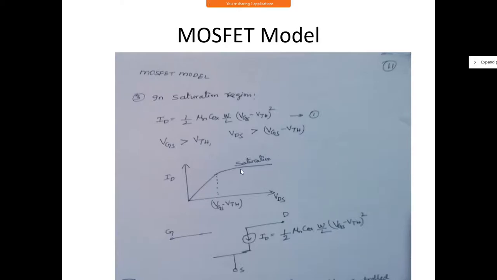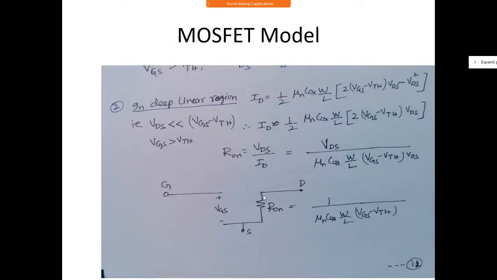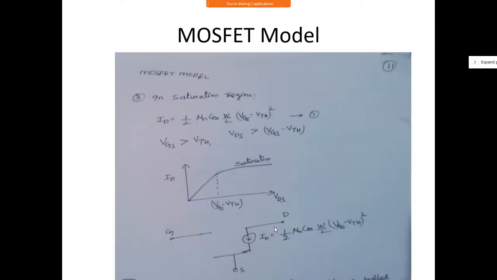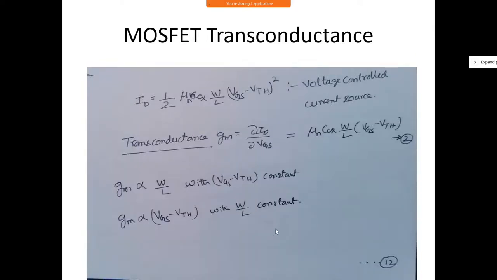Now can I represent this particular region again by a current source whose magnitude is given by this equation? Correct. So these are the three representations of MOSFETs in different regions. I'm representing the MOSFET by this current source if it is in the saturation region, by this equivalent circuit representing the drain and source by Ron, having this as expression, in the deep linear region, and this is the representation of the MOSFET in the linear region, that is not deep linear, given by this expression. Now let us move on to transconductance.